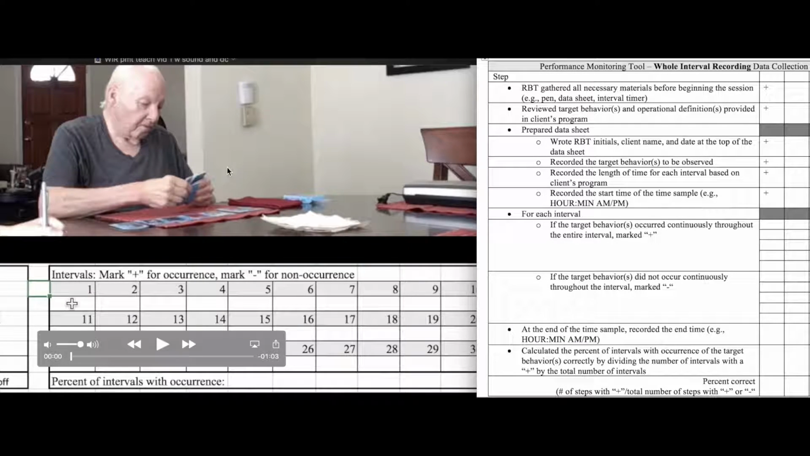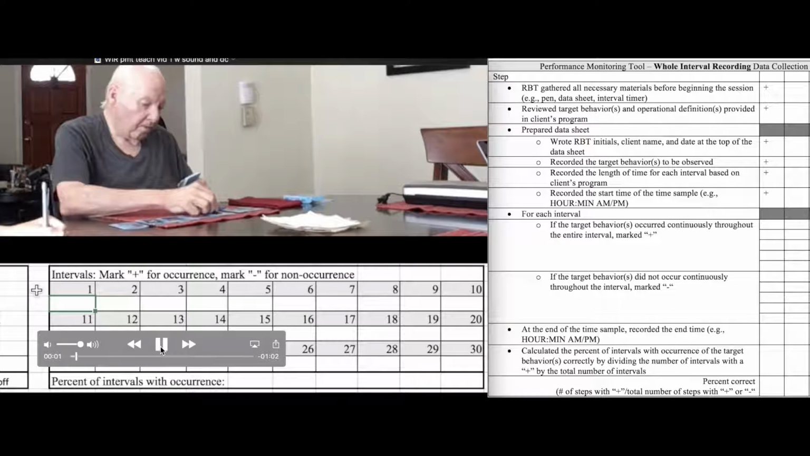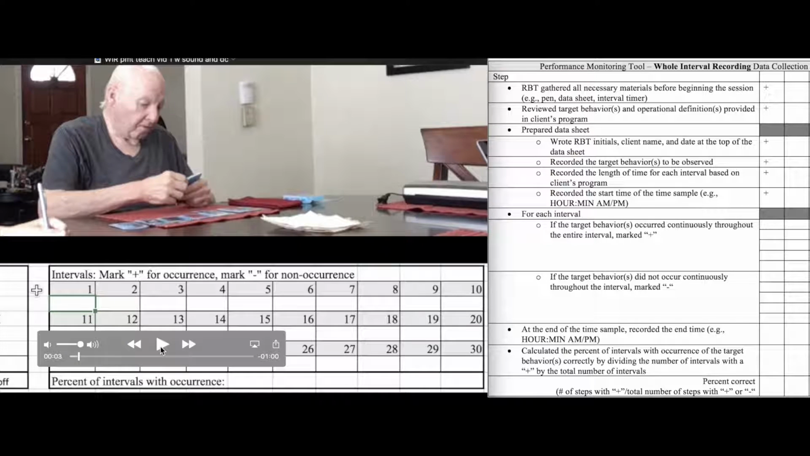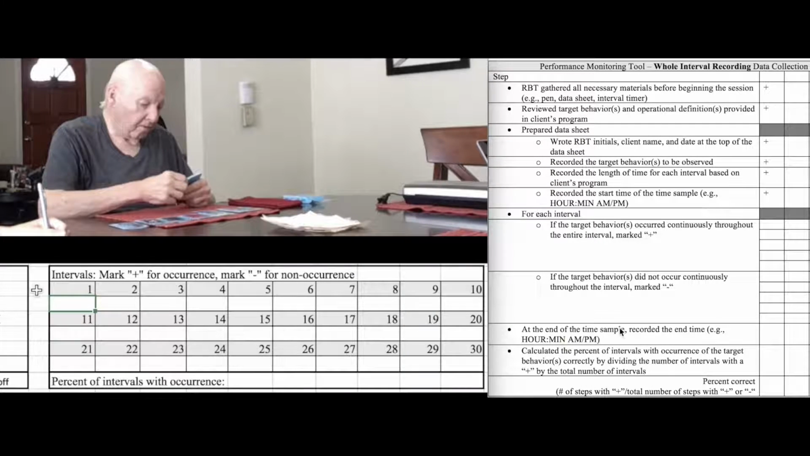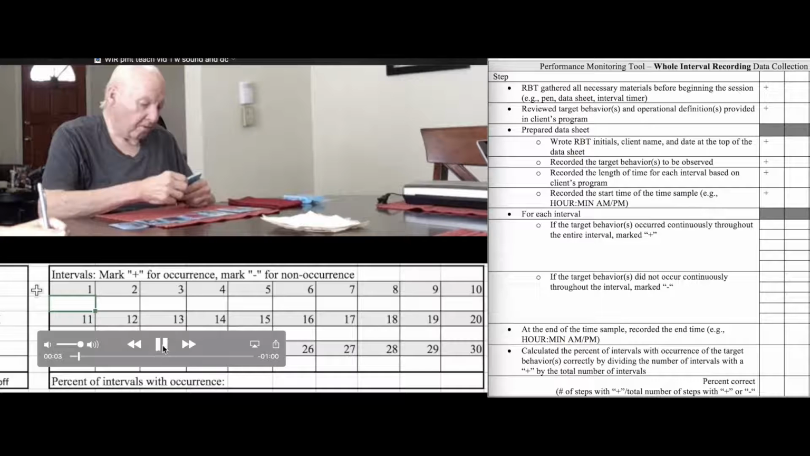So let's watch the first interval. Remember, this is the sound that will indicate an interval is over. So with that, let's watch the first interval.